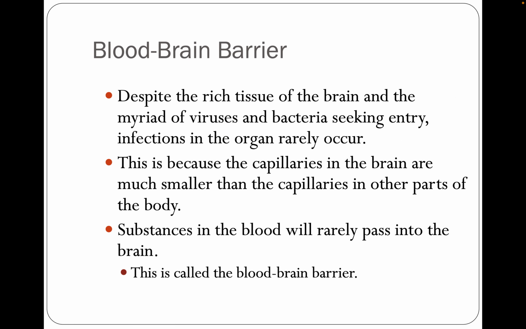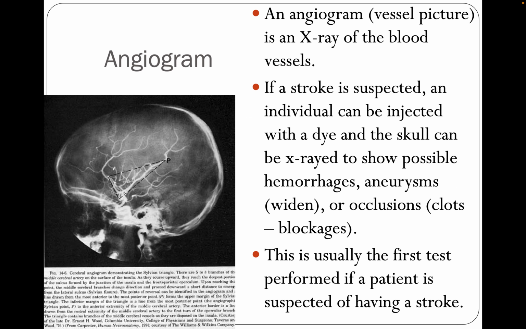Despite the rich tissue of the brain and the myriad of viruses and bacteria seeking entry, infections in the organ rarely occur. This is because the capillaries in the brain are much smaller than the capillaries in other parts of the body. Substances in the blood will rarely pass into the brain. This is called the blood-brain barrier, as I was talking about before.